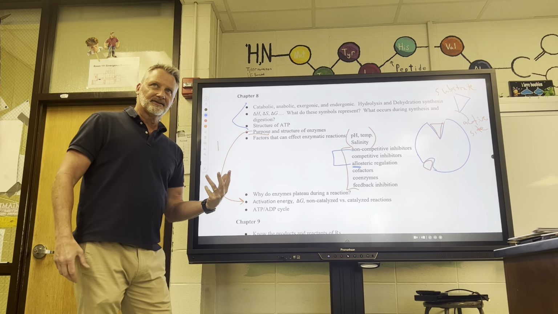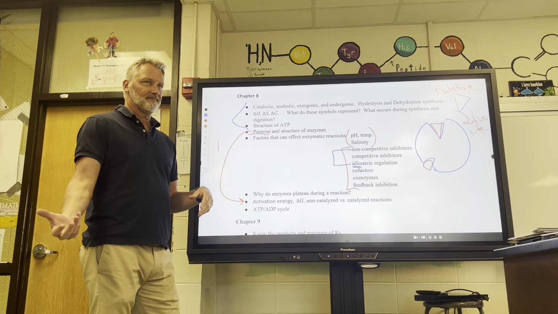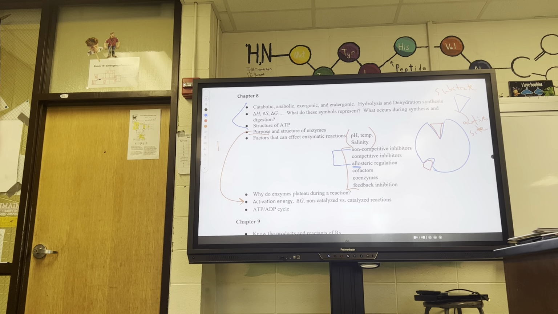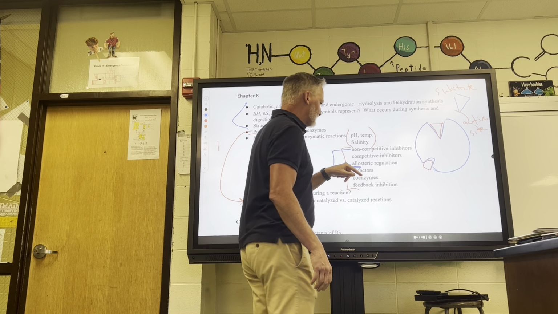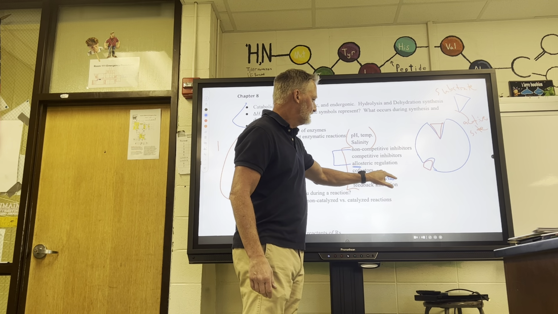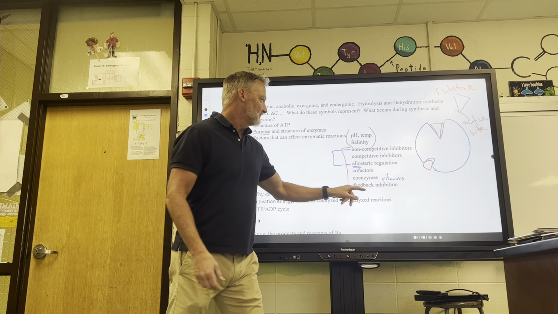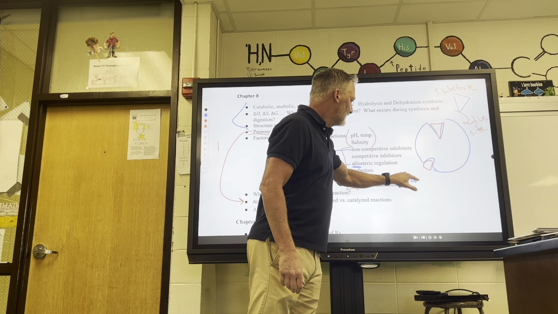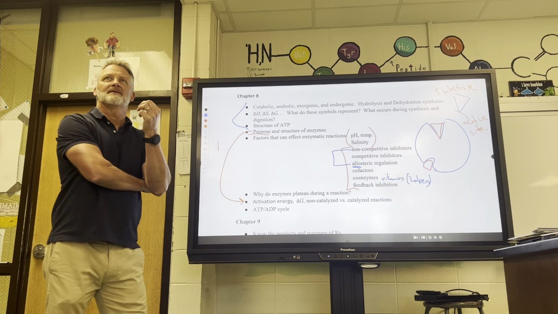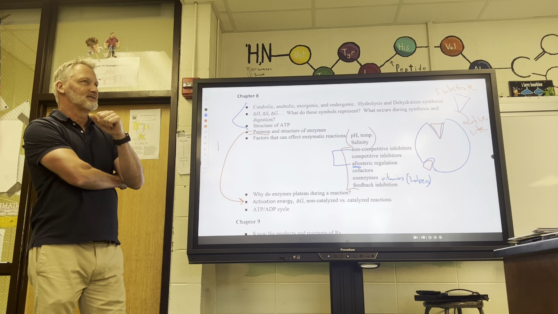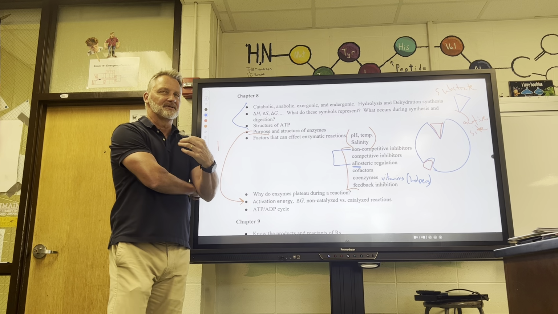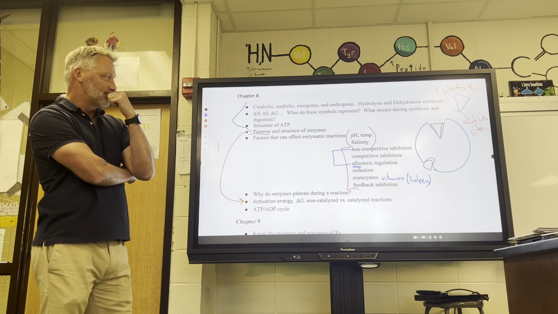Okay, cofactors, coenzymes. Which ones are vitamins? Coenzymes. These are vitamins, they are helpers. Coenzymes are vitamins, they help the enzymes work better. That's why they say if you take a multivitamin, it helps you. Those vitamins are good for you, they help your enzymes work better.